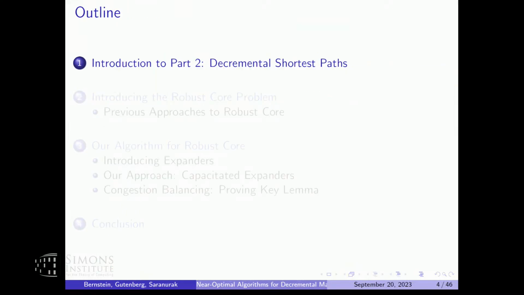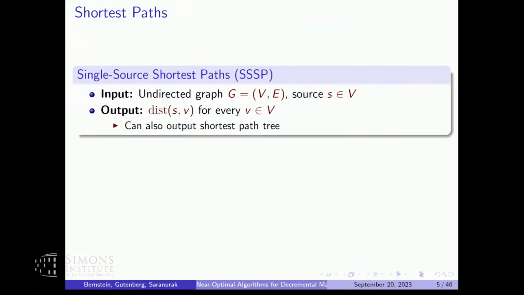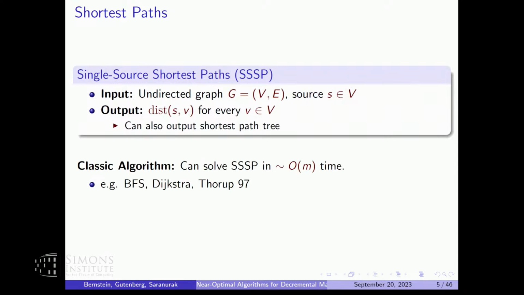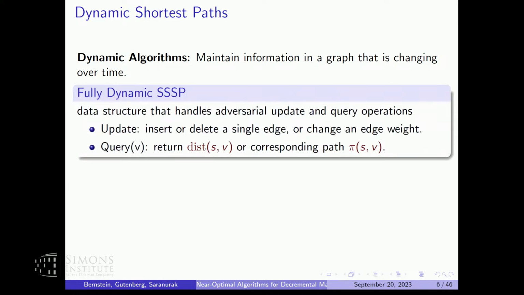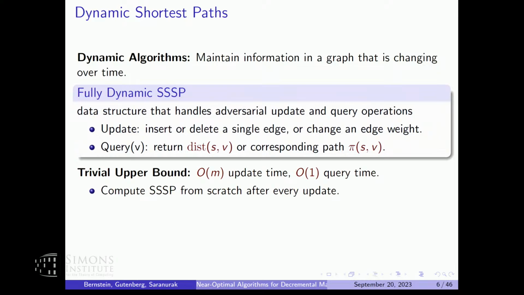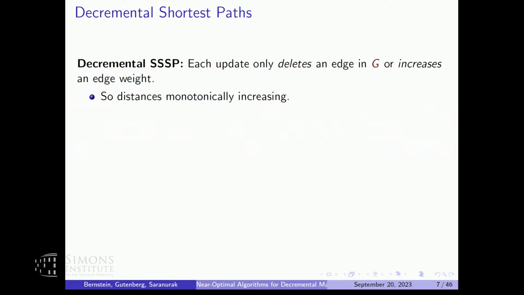Okay, let's breeze through the problem then that we want to define. Single source shortest paths. You have a graph, you have a source, you want to maintain distances from the source. So in the static case, this is easy to solve. What about in the dynamic case? So fully dynamic is hard. I'm not going to go through this, but basically you can show fully dynamic is hard.